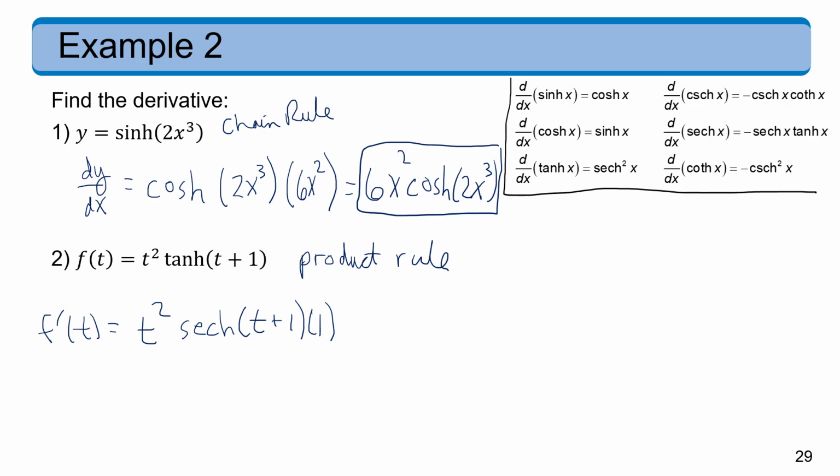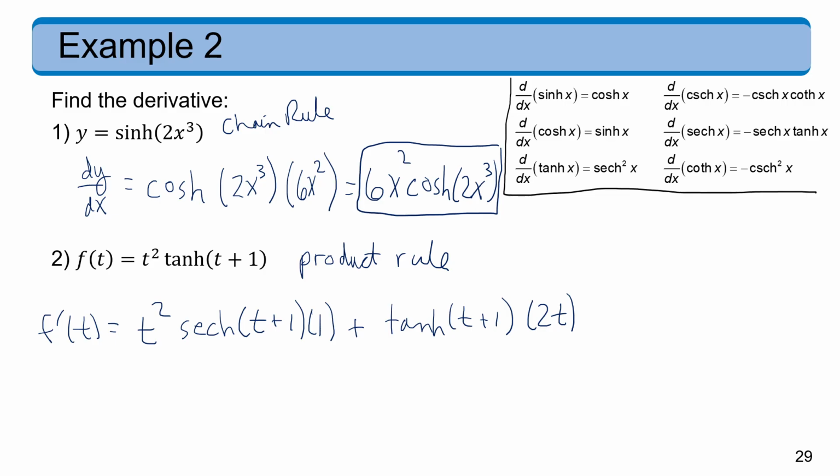Now remember, we're in the middle of the product rule. We just did first times derivative of the second. So the next step is plus second times derivative of the first. So the derivative of t squared is just 2t.